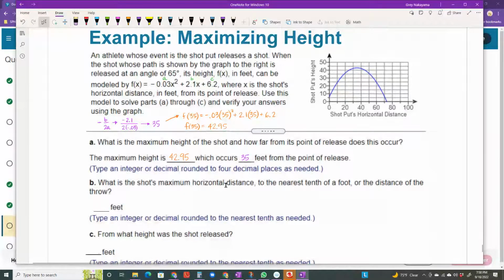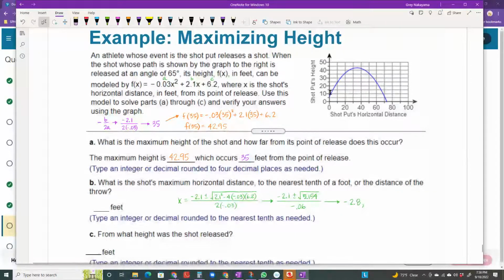All right, what is the shot's maximum horizontal distance? Well, here's its horizontal distance. If they want the maximum, they're looking for this value right here, which is my x-intercept. And the x-intercept occurs when this function is equal to 0. So I'm going to set it equal to 0 and use my quadratic formula, which is going to look like this when I plug in my A, B, and C. And when I simplify that, I'm going to get x is equal to negative 2.8.